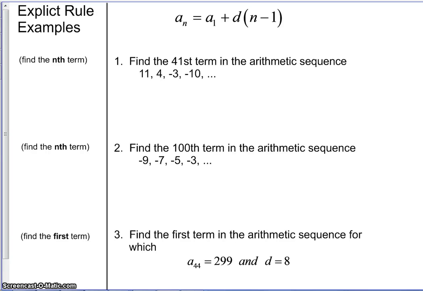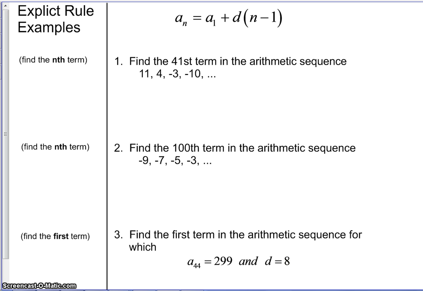Right, let's go through some examples of how we'll use the explicit rule, which is that any term we're looking for will always equal the first term plus d times the number of terms minus 1. Okay, so now here we're looking for the 41st term in the arithmetic sequence. So now let's take a look and say, okay, what are we talking about? What is everything that we need here?